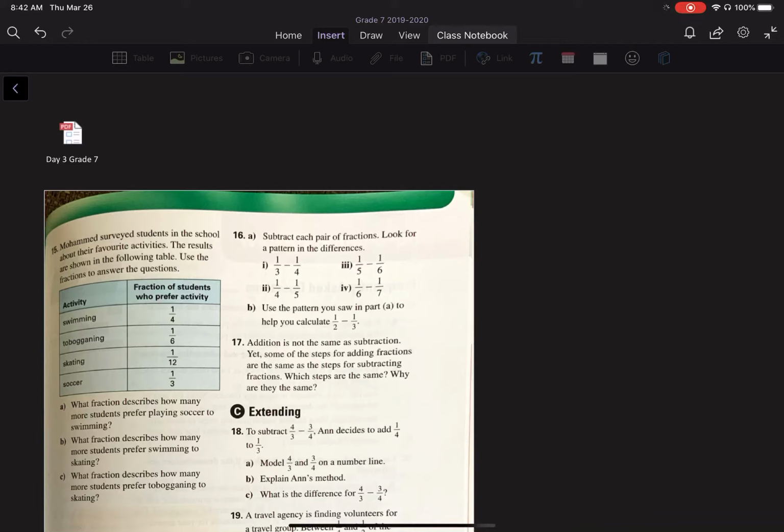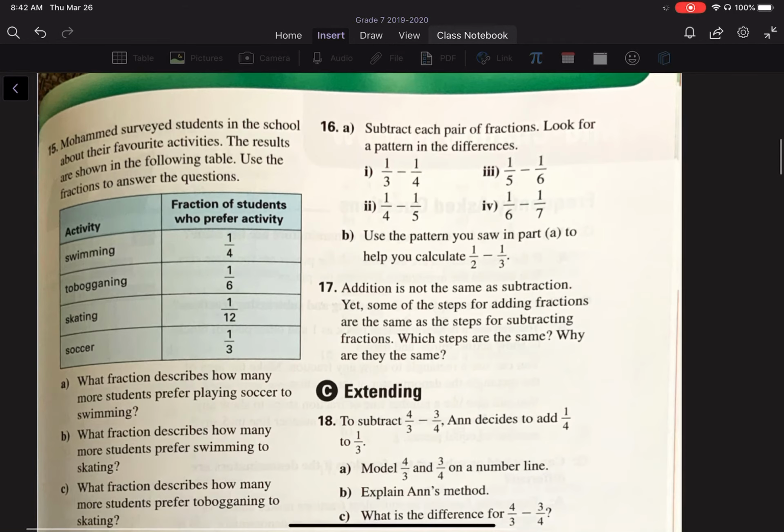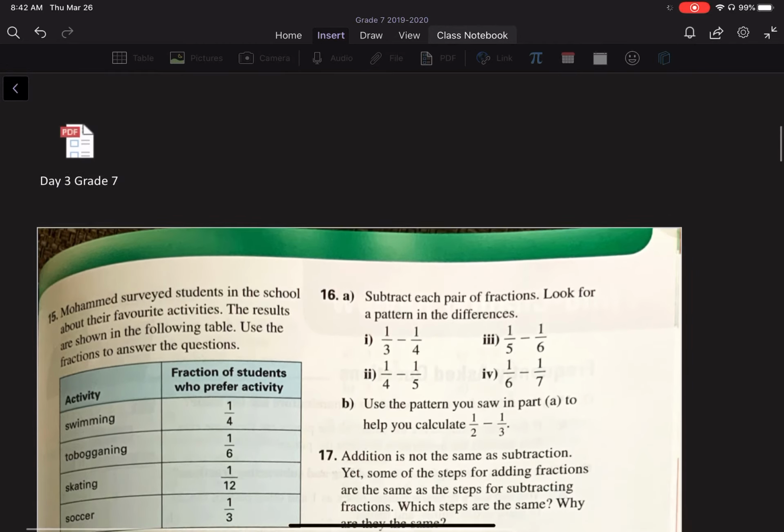Please make sure that you do it in order because the math is building on the past lessons that we've done. Today's lesson is really a continuity from what we did the previous 2 days.